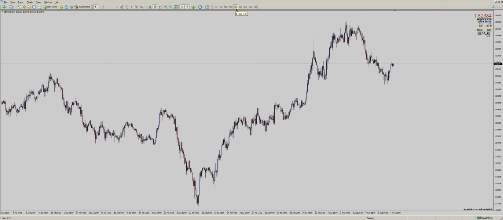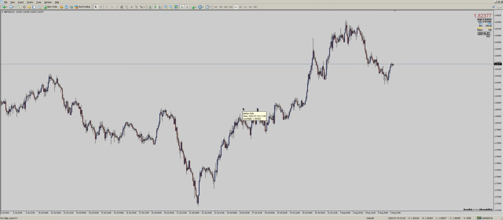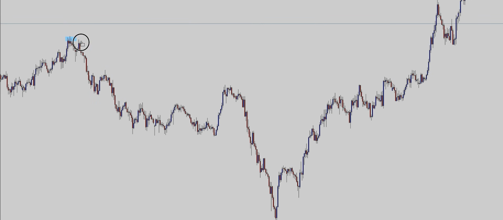Now, once you've selected your time frame and you've identified trend and price movements, the next thing to do is to identify key zones. When I go on an empty chart, I like to straight away identify key zones. What do I mean by that? I mean areas of struggle or reversals. What is an area of struggle? Let me show you. Let's use the shape tool.